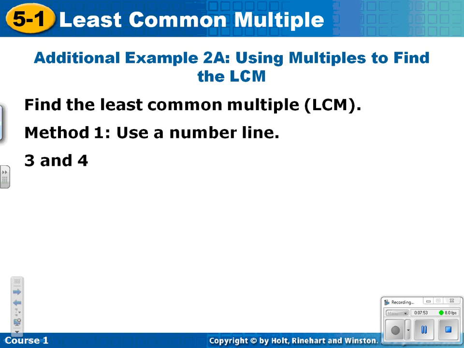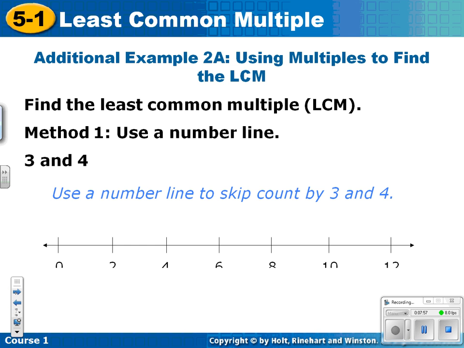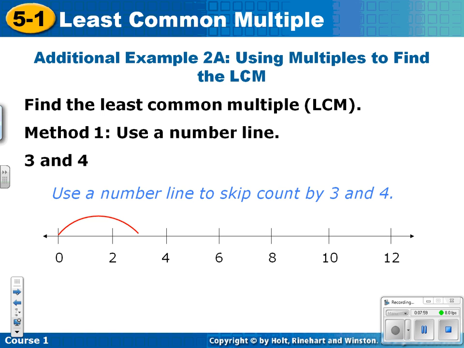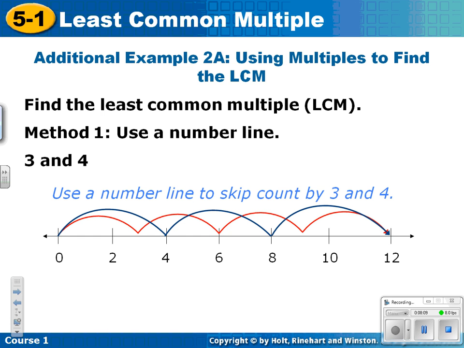It's going to be 12. Now you could, if you really wanted to, make a number line and draw a little bunny rabbit where it goes 3, 6, 9, 12. And then you could draw another little hoppy bunny rabbit that jumps 4, and where they first meet, right there, is your least common multiple.